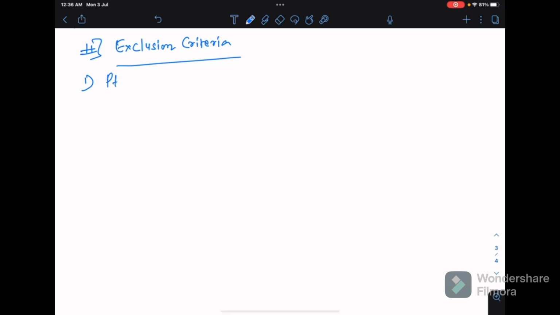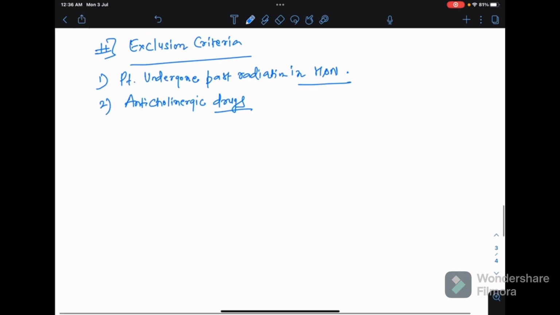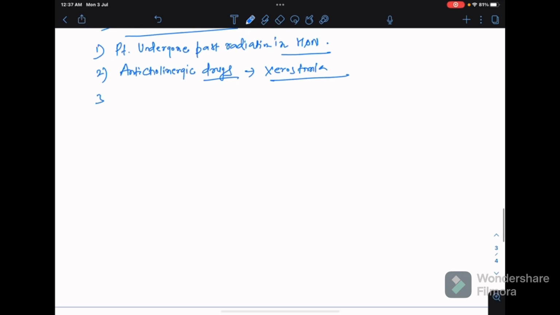Suppose the patient has undergone past radiation in the head and neck, then he might mimic Sjogren syndrome. Number 2, if the patient is on anticholinergic drugs. We know anticholinergic drugs suppress saliva production. So the patient may have developed xerostomia, so it might mimic Sjogren syndrome.